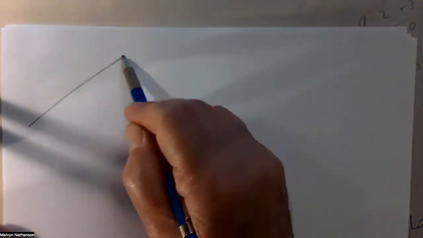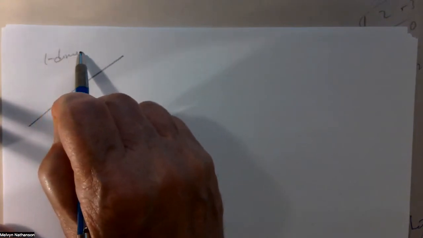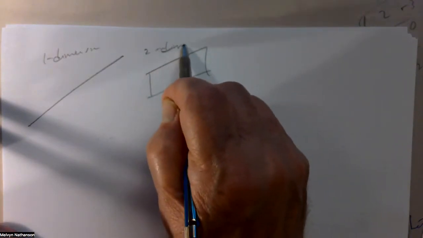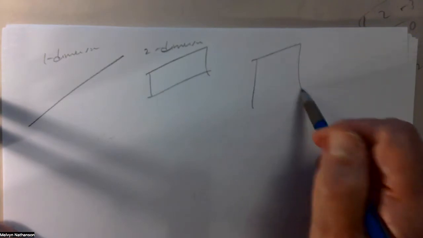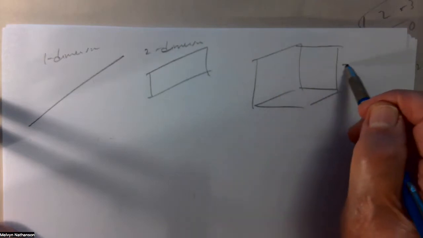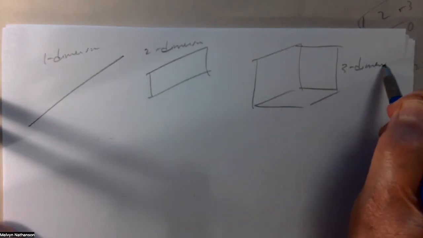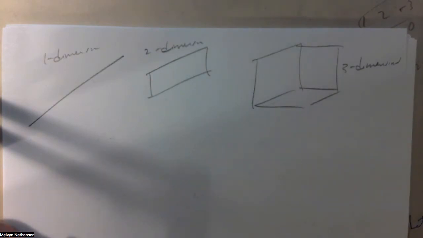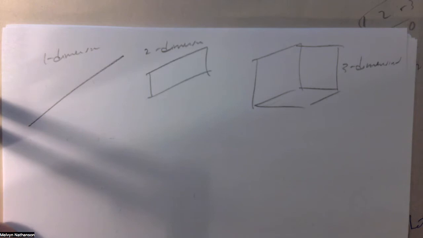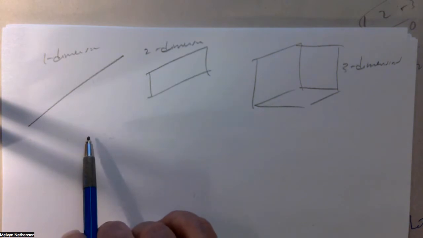Everyone has an intuitive notion that a line is one-dimensional, and the plane is two-dimensional, and a box is three-dimensional. And one of the important achievements, if you like, of linear algebra is to give a definition of the dimension of something. How do you tell if something is one or two or three-dimensional?